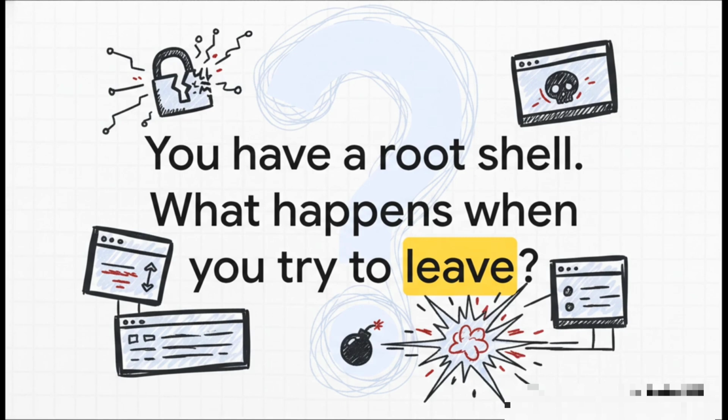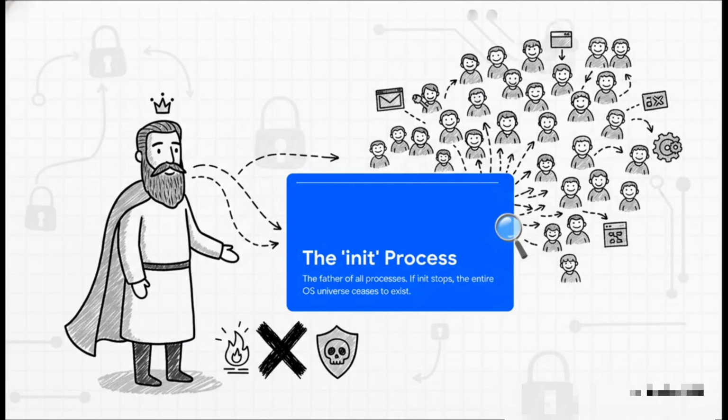All right, now this is where things get really, really interesting. So you're in, you've got your root shell, you've done whatever you came to do, and now you just type exit to leave, right? But think about what you just did. What do you think happens when you tell the single most important process in the entire operating system to just stop existing? See that init process? It's literally everything. People call it the father of all processes for a reason. Every single thing your computer does, from opening a window to connecting to Wi-Fi, can all be traced back to init. It's the ancestor of the entire system. And if it dies, the whole universe of that operating system just, poof, ceases to exist.